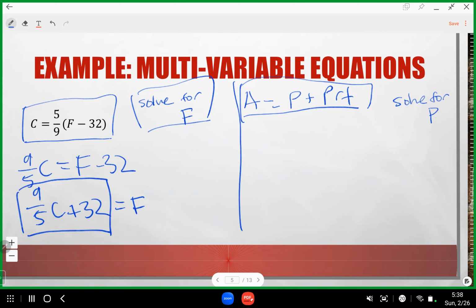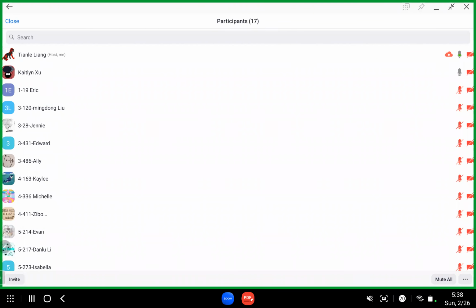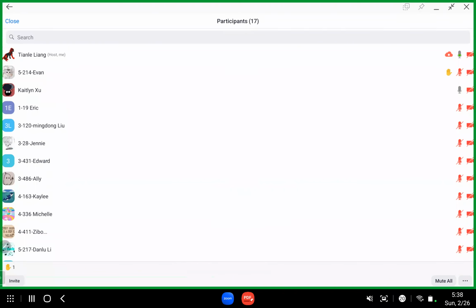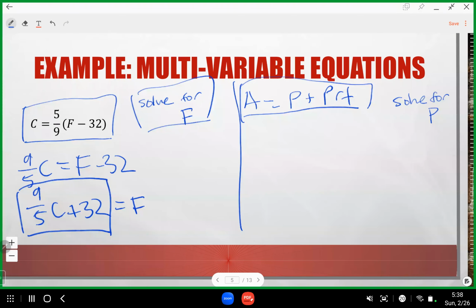Let's get a volunteer because I've talked a lot. Who wants to volunteer to help me solve this? Very similar to this first example, right? So William this time, okay? How about William? William, how would you solve this? Solve for P.